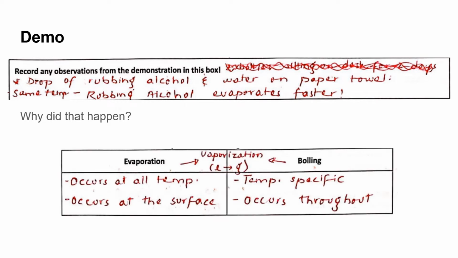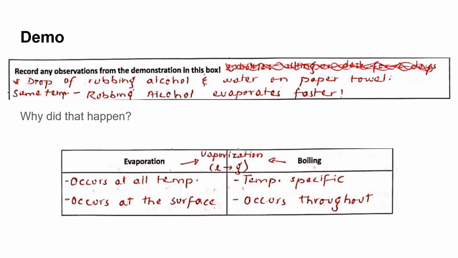To answer that question, we first looked at the difference between evaporation and boiling. These are two words that we very often use interchangeably. The similarity between the two is that both represent the same phase change, and that phase change is vaporization. In both evaporation and boiling, we are going from liquid phase to gas phase.